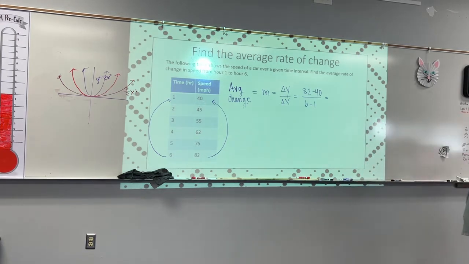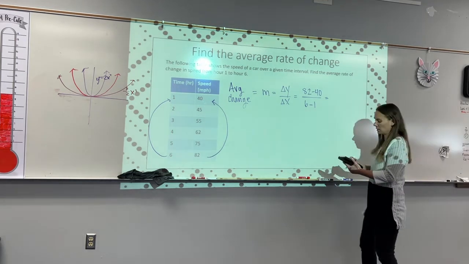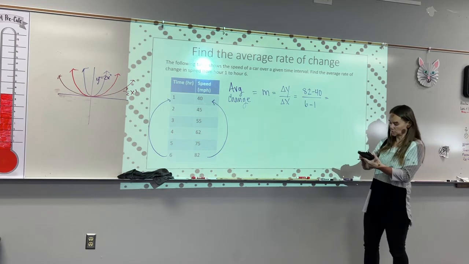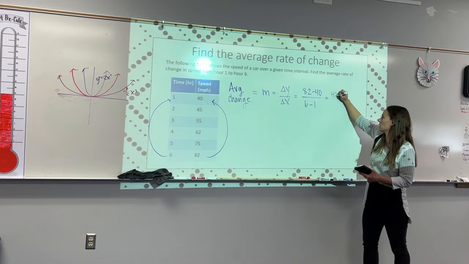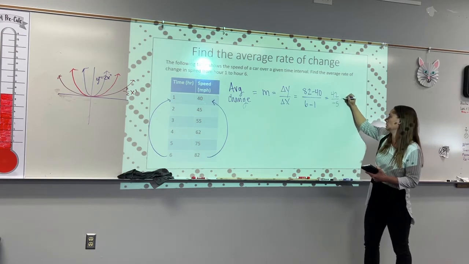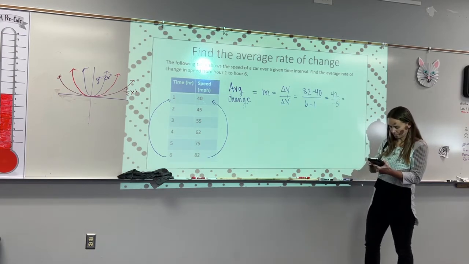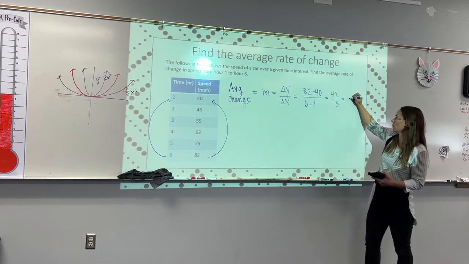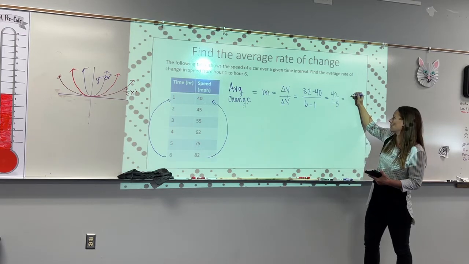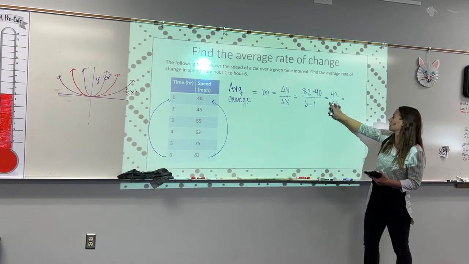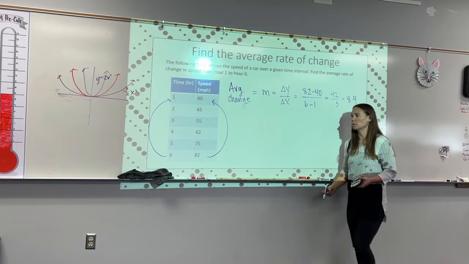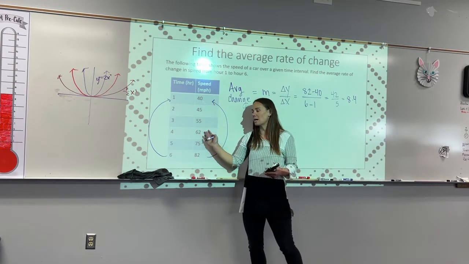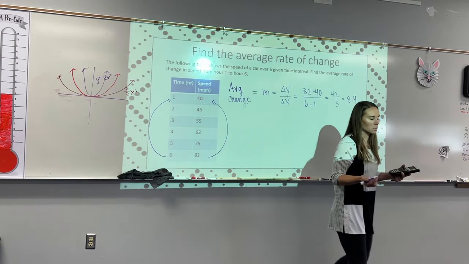And so, just be careful in your calculator to make sure you put parentheses or you do the alpha F1 thing, but I'm just gonna do 82 minus 40, which gives me 42 over 5 equals 8.4, because 6 minus 1 is 5. And so Sam's guess was 7, and it was a good one. He's saying on average you're going up 7 miles each hour, but it ended up being around 8, which is pretty close to his guess.